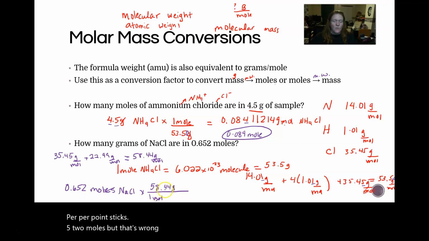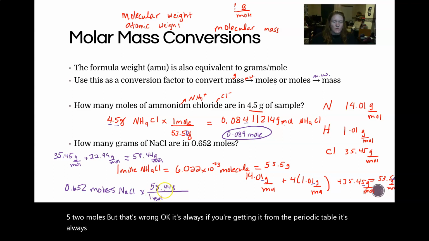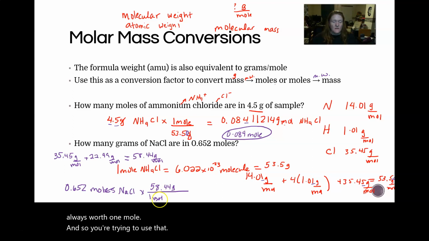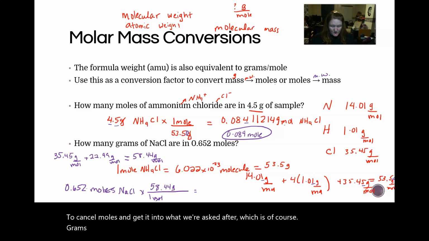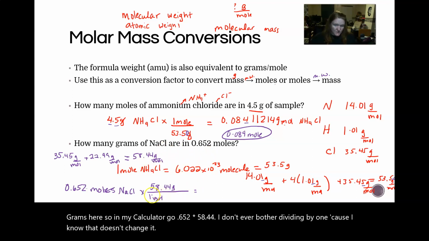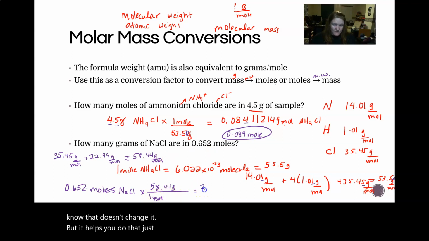If you're getting it from the periodic table, it's always worth 1 mole, and so you're trying to use that fact, that conversion factor, to cancel moles and get it into what we're asked after, which is of course grams here. So in my calculator, I go 0.652 times 58.44. I don't ever bother dividing by 1 because I know that doesn't change it. But it helps you do that just to keep track of your units.